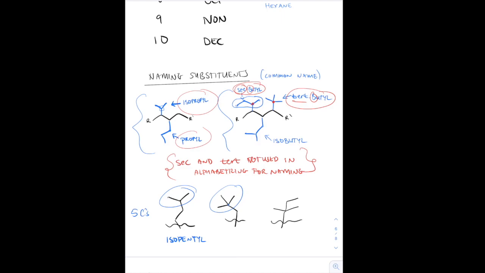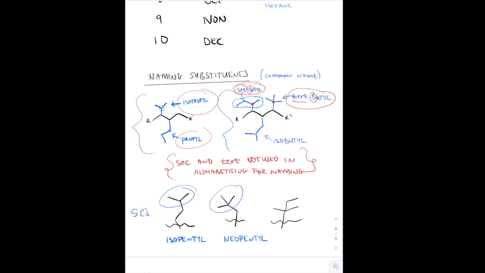Ooh, that's a tertiary carbon, I'm sorry. It is a quaternary carbon, and this one is a little unique. It's not as you would suspect because we haven't seen it before. So this is neopentyl.